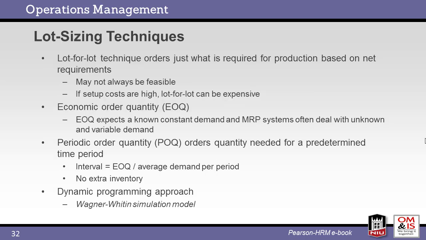Different methods are used to determine the optimal lot size. The economic order quantity, or EOQ, requires a constant demand, which is unlikely. Periodic order quantity, or POQ, orders variable quantities at a fixed interval. Finally, the Wagner-Whitin simulation model is used for a more dynamic approach. The calculated lot sizes may not be feasible due to supplier lot size restrictions.